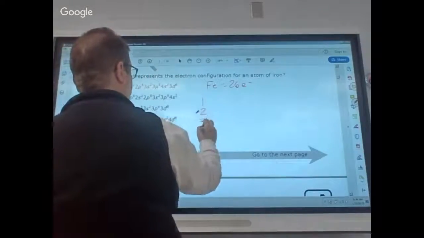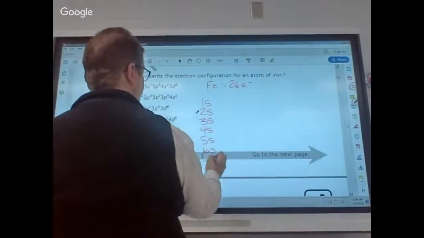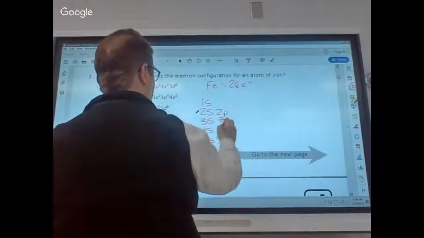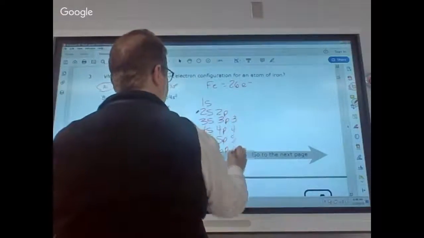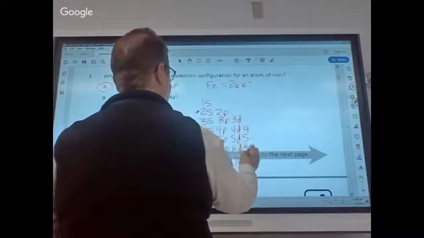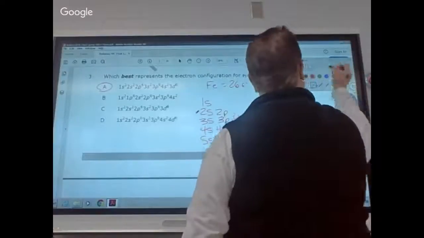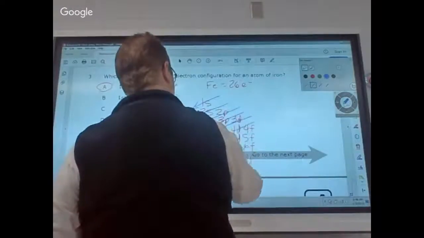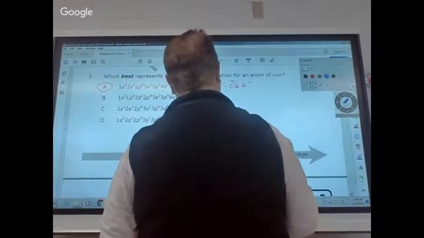One, two, three, four, five, six, seven, with S beside all of those. 2, 3, 4, 5, 6, 7, with P's beside all of those. This chart's going to look really bad because I'm writing on Adobe. 3, 4, 5, 6, 7 with D's beside all of those. And then 4, 5, 6, 7 with F's beside all of those. Draw your diagonal lines. All right, so I got the top part right.